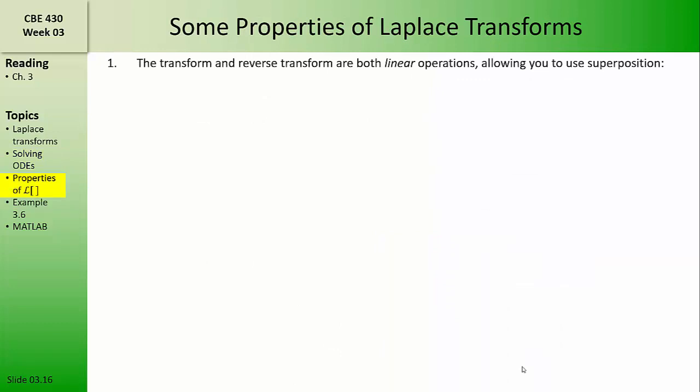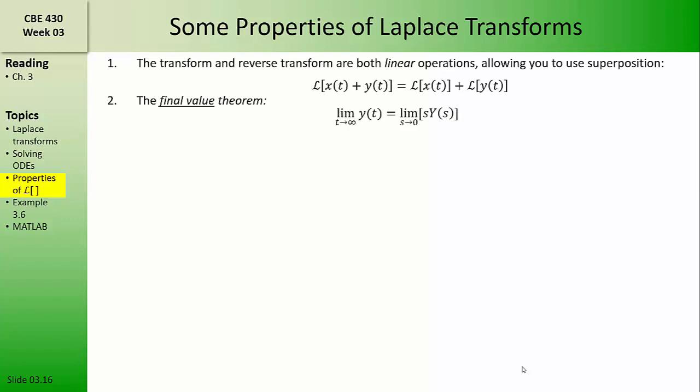The transform and the reverse transform operations are both linear operations, meaning they obey the principle of superposition. You may find it valuable to use a property of the Laplace transform called the final value theorem. In the time domain, if y of t has a limit as t approaches infinity, that is equal to the limit of s y of s in the Laplace domain as s approaches 0. The final value theorem is only meaningful if the time domain function has a limit as t approaches infinity.